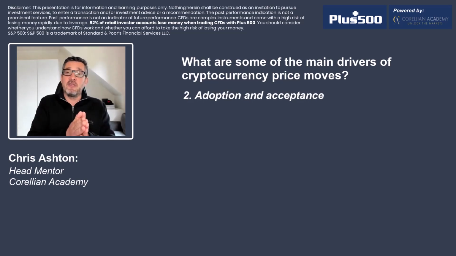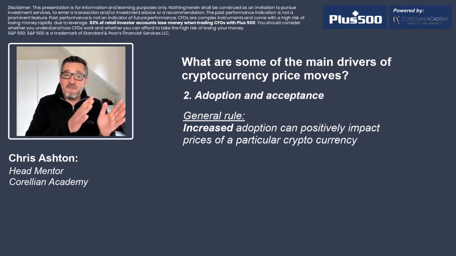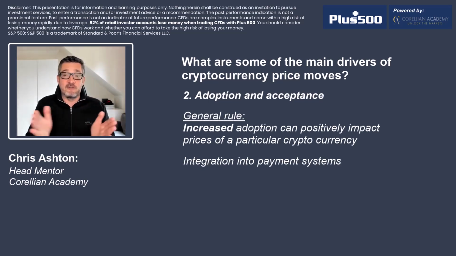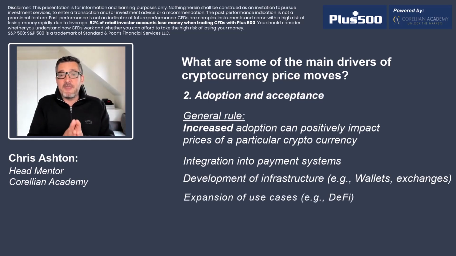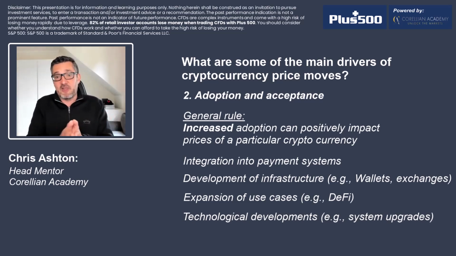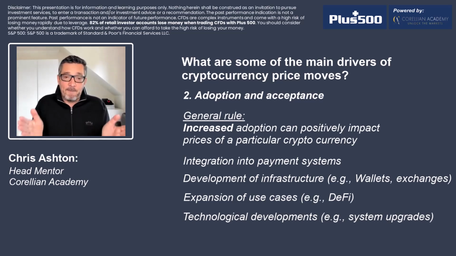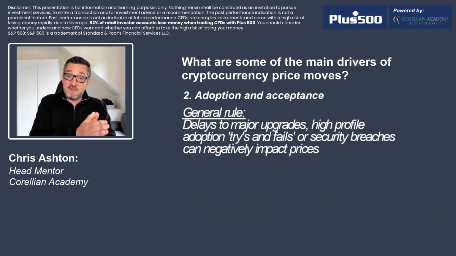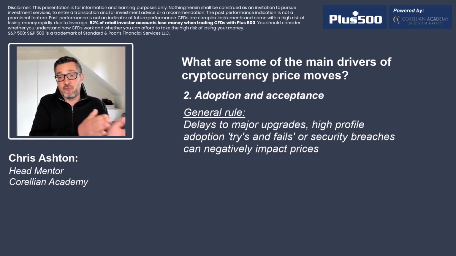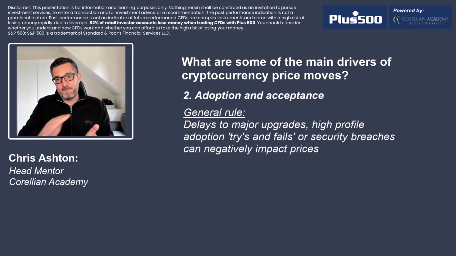The next category is adoption and acceptance. Increased adoption can positively impact prices. Factors such as the integration of cryptocurrencies into payment systems, the development of infrastructure such as wallets or exchanges, and the expansion of use cases, for instance, decentralized finance or DeFi, alongside technological developments like advances in blockchain technology, scalability solutions or system upgrades can impact prices positively, while delays to these upgrades or high-profile adoption tries and fails, as well as security breaches, can impact prices negatively.